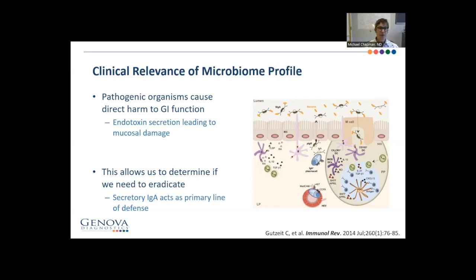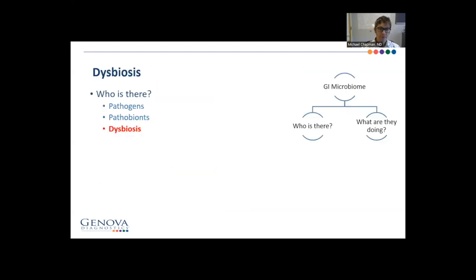All right, so what's the clinical relevance of a microbiome profile? What do we care about? What are we really looking for? Well, first, we're looking for pathogenic organisms that cause direct harm to the GI tract. And they usually do this by secreting endotoxins that create damage. That can help us to determine if we need to eradicate. And fecal secretory IgA is one marker on the GI-FX test that tells you whether there's some issue at the GI lining, whether there's some perturbation. So keep that in your back pocket. We'll talk more about IgA a little bit later. So that's the pathogen or pathobiont part, right?